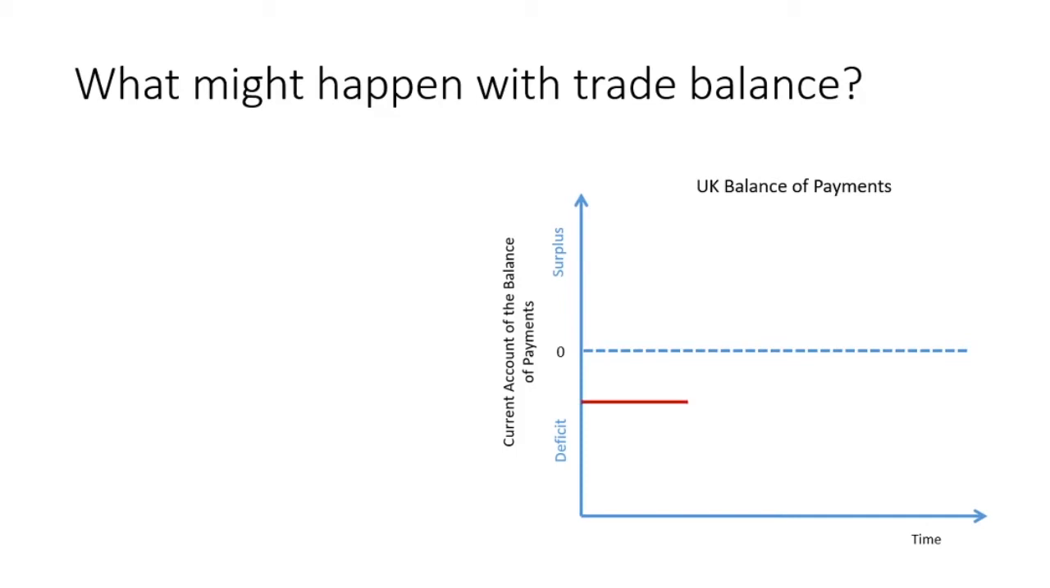So let's say that we're running a deficit over time. You just say time is here on the x-axis and our current account of the balance of payments. This is just a baseline here. It could be that we're running a surplus, but typically you'd like to say that we're running a deficit here.